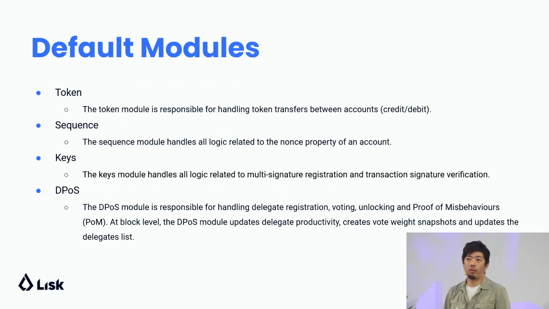We now have 4 of those default modules. Token module, as I mentioned a little bit earlier, manages the balance. Sequence module manages the nonce, which prevents double spending. Keys module manages the signatures, especially our multi-signature scheme. DPoS module manages delegated proof of stake and chooses the block producers.